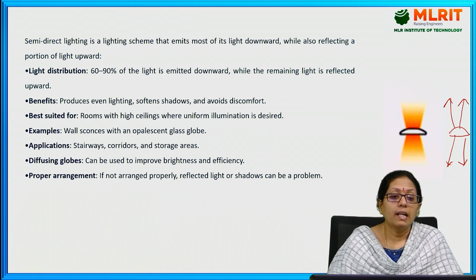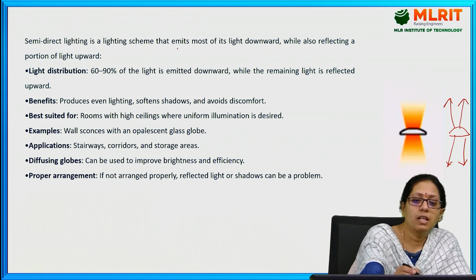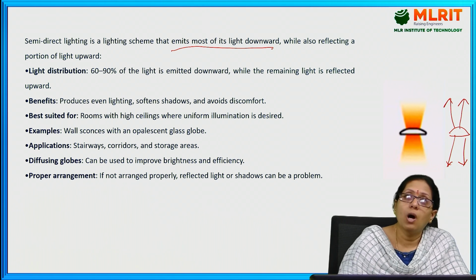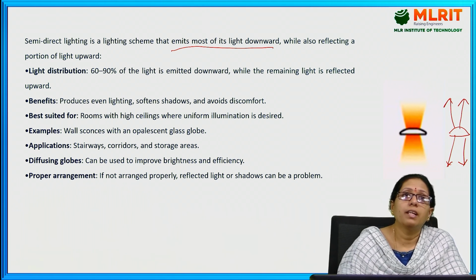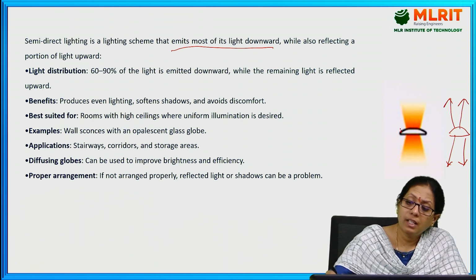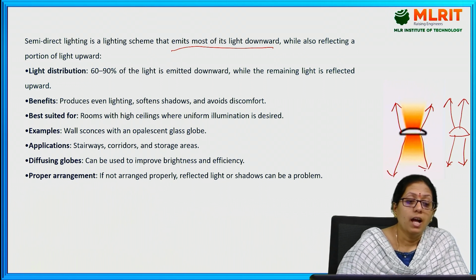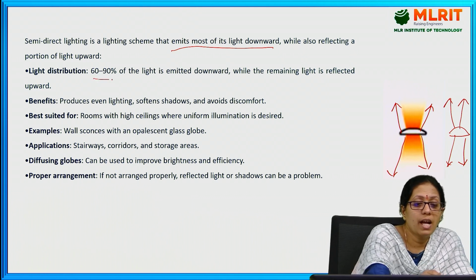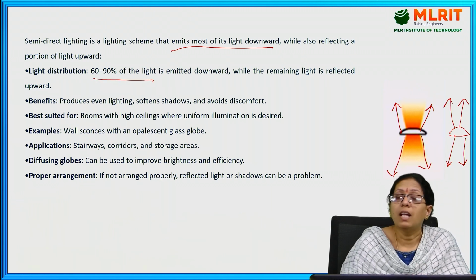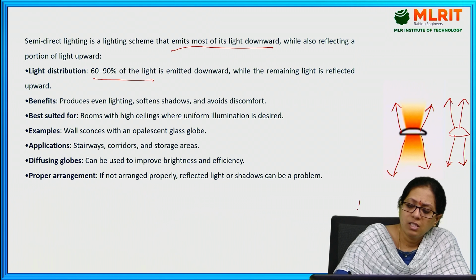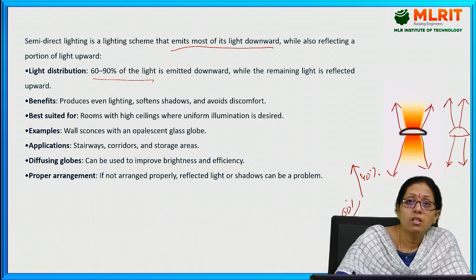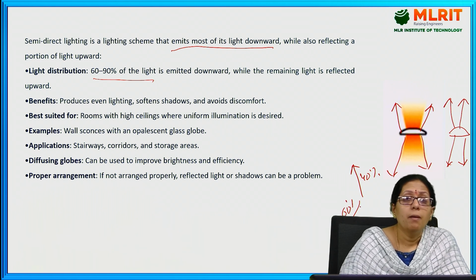So semi-direct lighting is a scheme that emits most of the light downwards while also reflecting a portion of light in the upward direction. That means it has the upward direction as well as the downward direction. And light distribution is 60 to 90% of the light is emitted downwards while the remaining light is being reflected upwards. Means we can take 60% downwards, 40% upwards. Benefits.